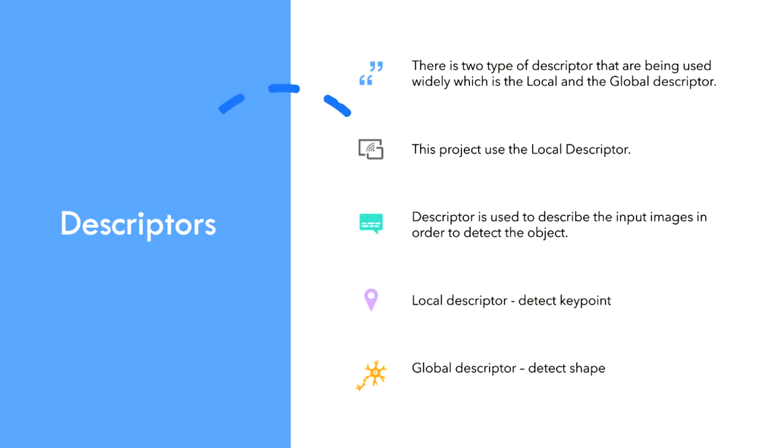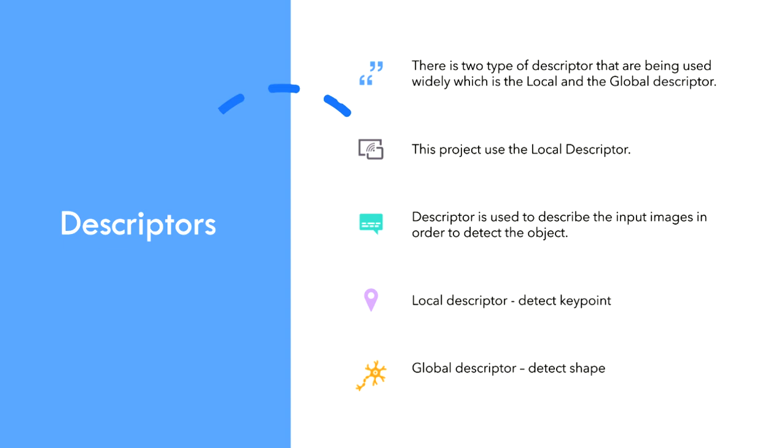So for the descriptor, there are two types of descriptor that are widely used, which are the local and the global descriptor. This project used the local descriptor. We will focus on the local handcrafted descriptor. Basically, a descriptor is used to describe the input images in order to detect the object. There are a few types of descriptor inside the local descriptor, and every type of descriptor has its own method.